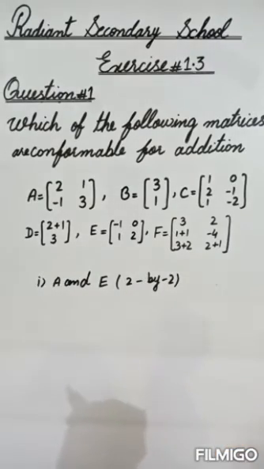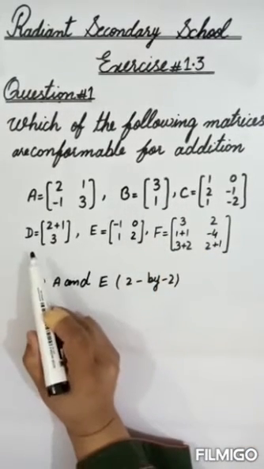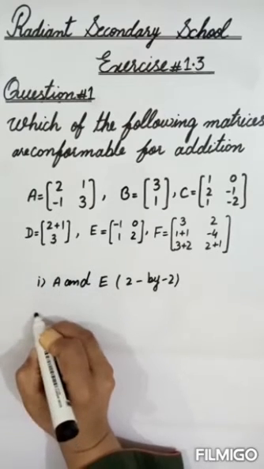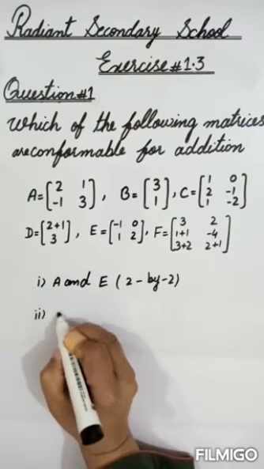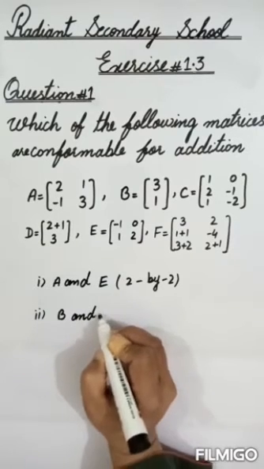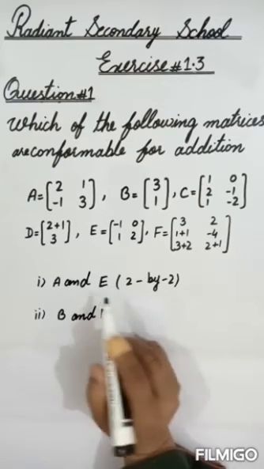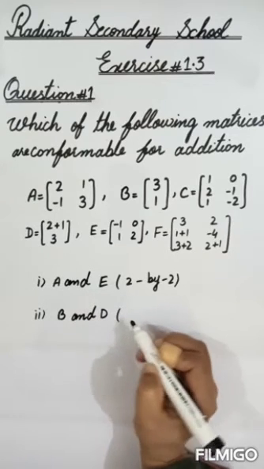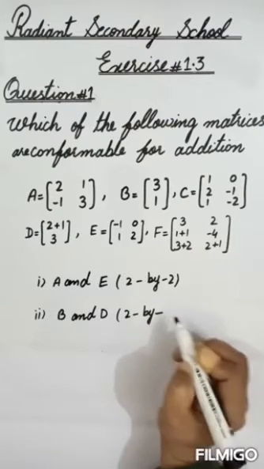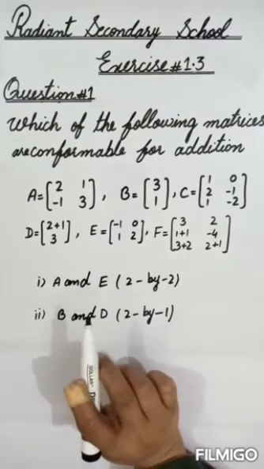Now look at the matrix B. The order of the matrix B is 2 by 1 and the order of the matrix D is also 2 by 1. So we can add B and D because both have the same order and the order is 2 by 1. Both have 2 rows and 1 column.